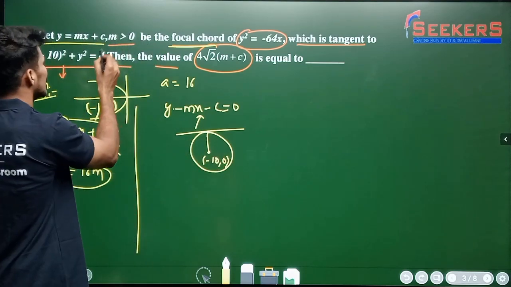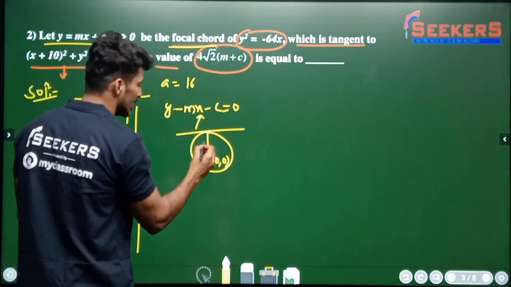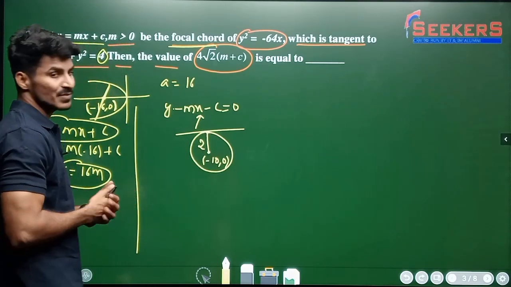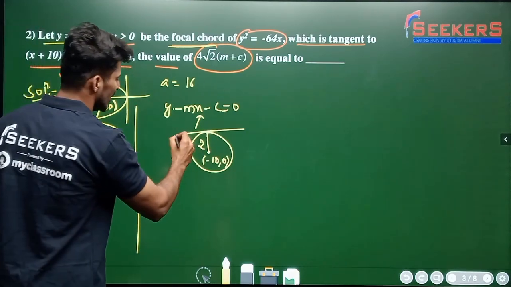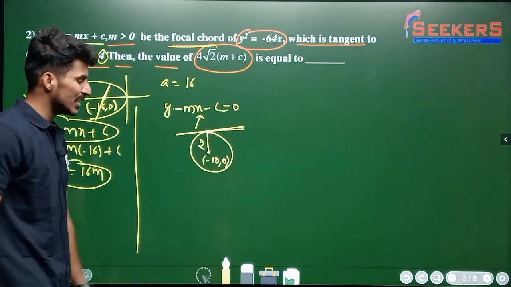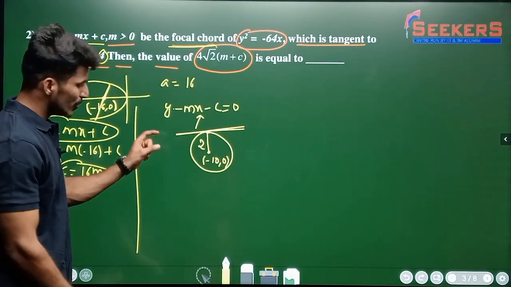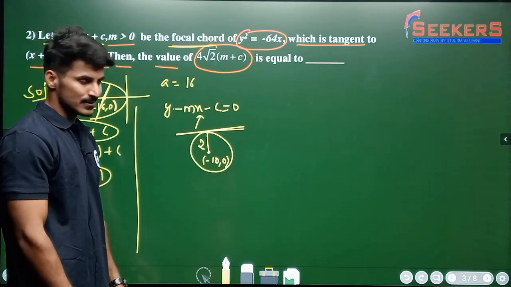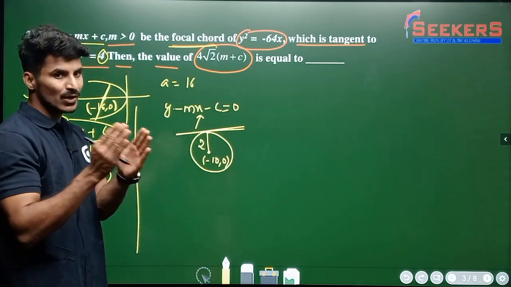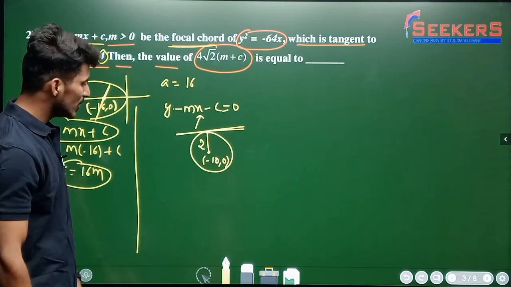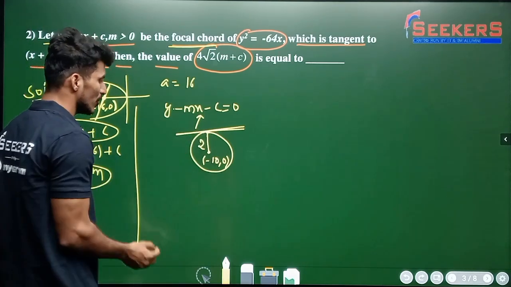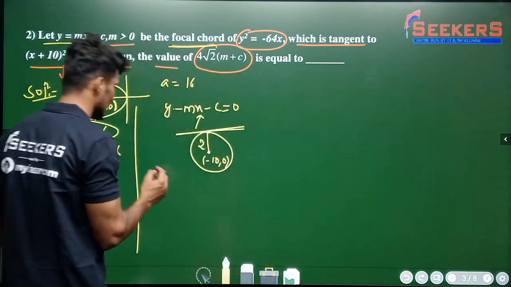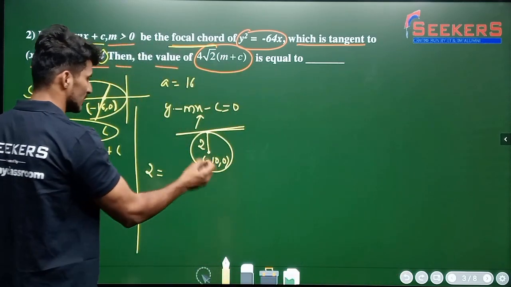And now this is going to be the radius. What is the radius here? 2 square, which means 2. The radius is 2 and the center of the circle is minus 10 comma 0. So a tangent is being drawn to this circle with center minus 10 comma 0 and radius 2. So I could use a formula here. What formula would I use? I could use the foot of perpendicular concept, and from that I'll get one condition. Just substitute the point over here: the modulus of ax1 plus by1 plus c.